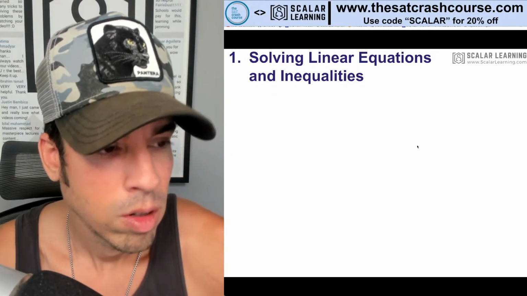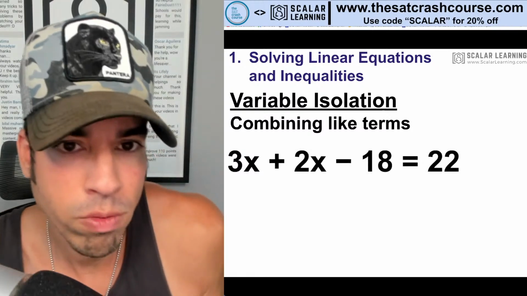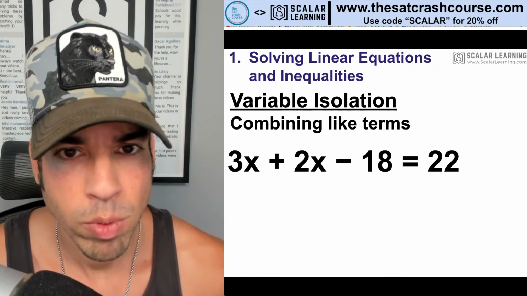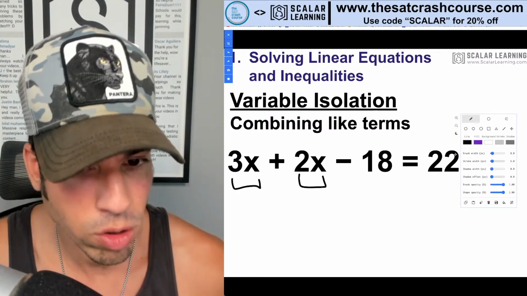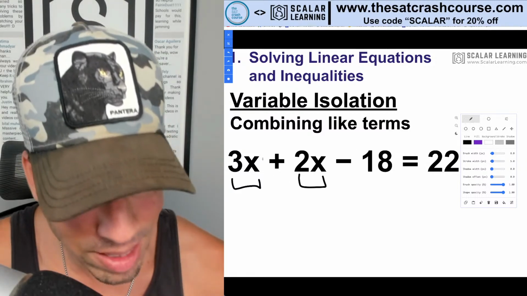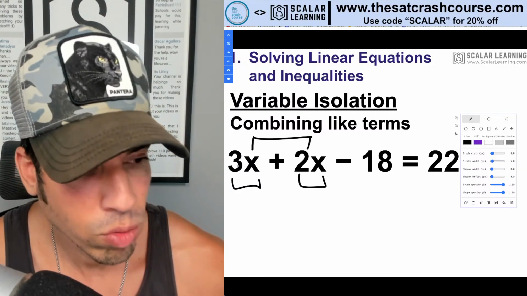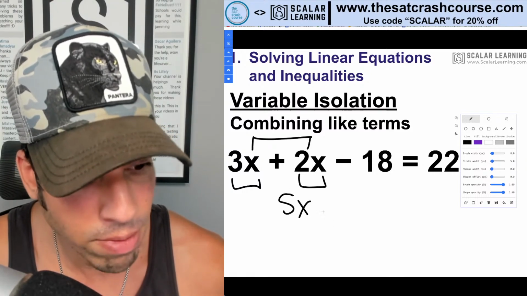Boom. All right. Variable isolation, right? Combining like terms is also very important. So when we say combining like terms, what do we mean? Well, obviously here we have 3x and 2x. So the first thing we need to do is combine those, meaning consolidate. The way to think about this is, that's 3 of something plus 2 of something. How much will we have? Oh, 5 of that one thing, 5x.